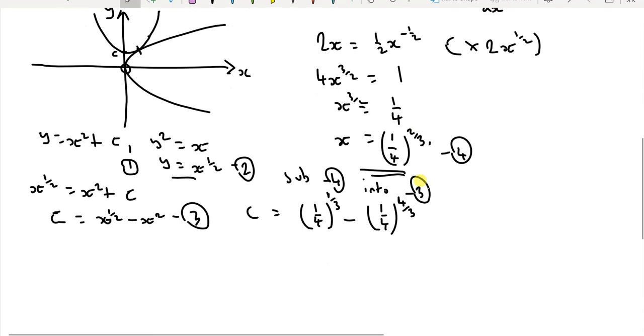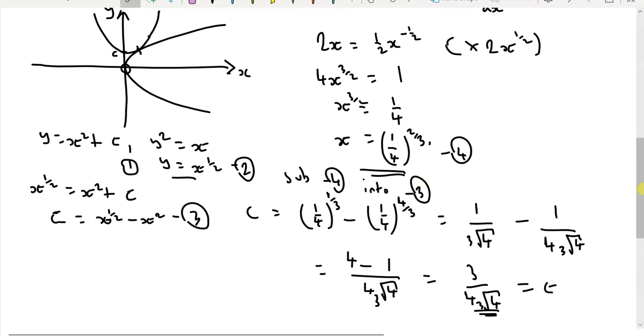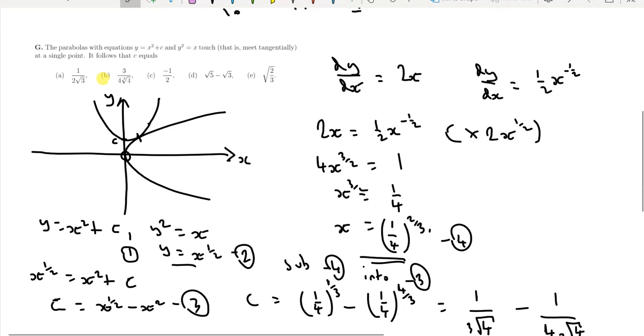What we need to do now is rewrite this in a more sensible form, don't we? So what we've got is 1 divided by the cube root of 4 minus 1 divided by 4 times the cube root of 4. Now, what we can do is create a common denominator. To do that, we need to have 4 times the cube root of 4 at the bottom, and then we'll have a 4 on the first term on the numerator, minus 1, so it's actually 3 over 4 times the cube root of 4, and that is the value for c. What we need to do now is go back to the options and see whether we've got that. And you can see option B is our final answer.